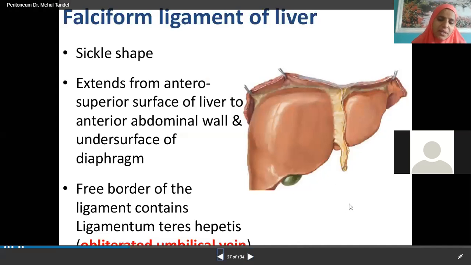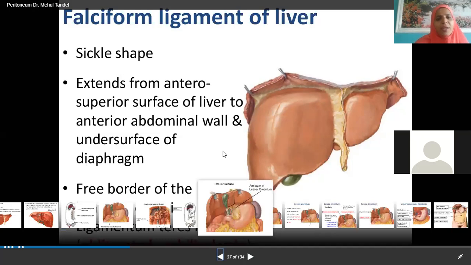From where did we start the reflection of peritoneum? From the umbilicus. What was the name of the ligament which was continuing from the umbilicus like this to continue as falciform ligament? Ligamentum teres. Ligamentum teres, very good. So ligamentum teres, I told you, is nothing but the obliterated umbilical vein, isn't it?